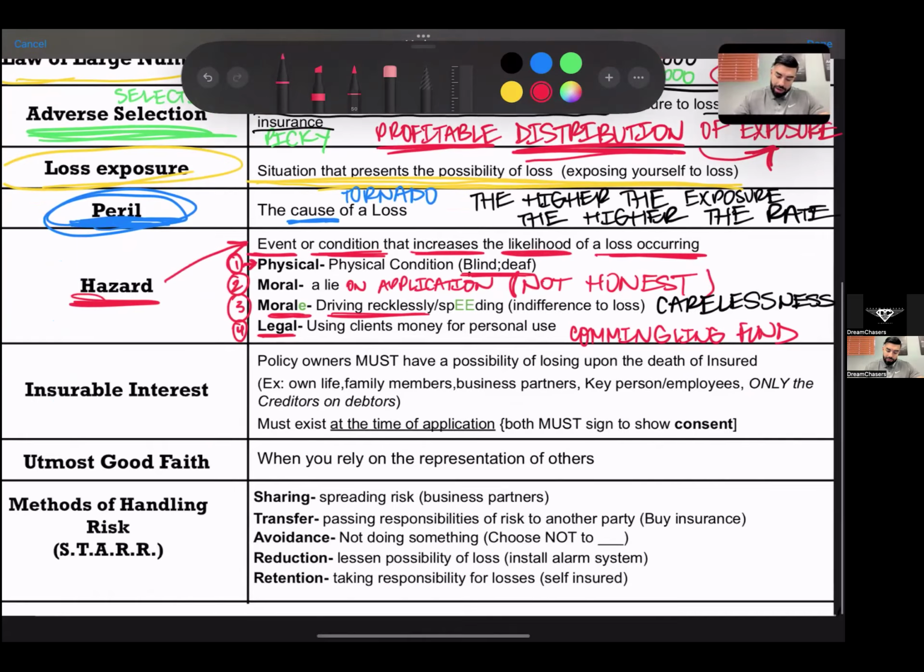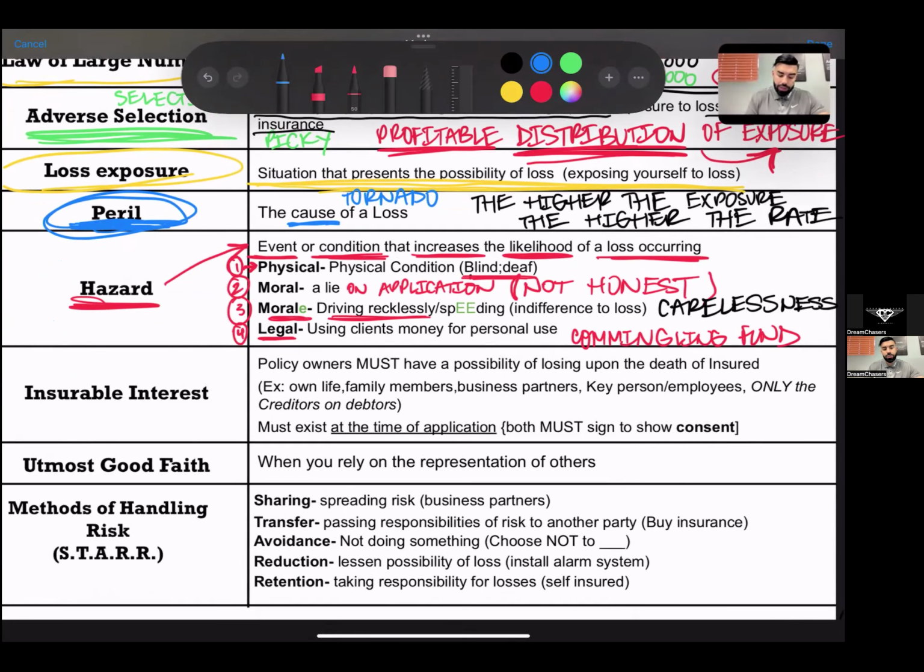All right, next we have insurable interest. If you just flip the words, it means you have an interest in insuring that person. By definition, insurable interest means the policy owner must have the possibility of losing money upon the death of the insured. Now remember, the majority of the time the policy owner and the insured are the same person, but there are other times when it is not the same person. This is where insurable interest must exist.